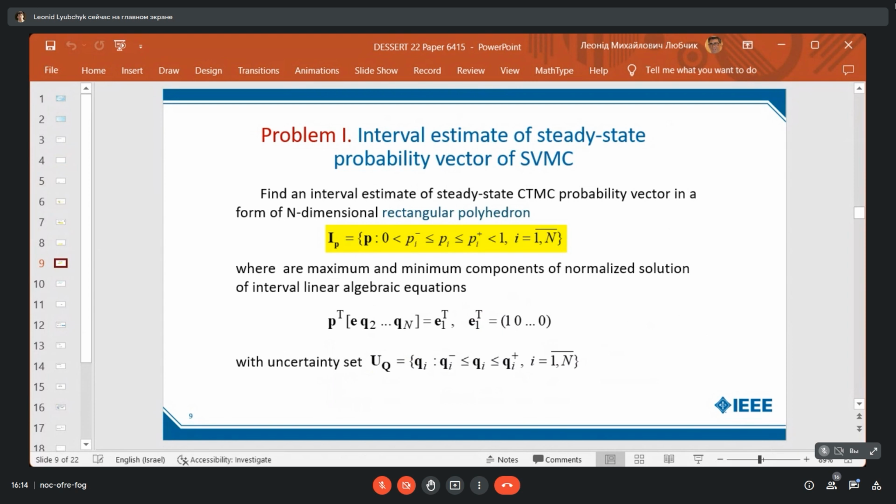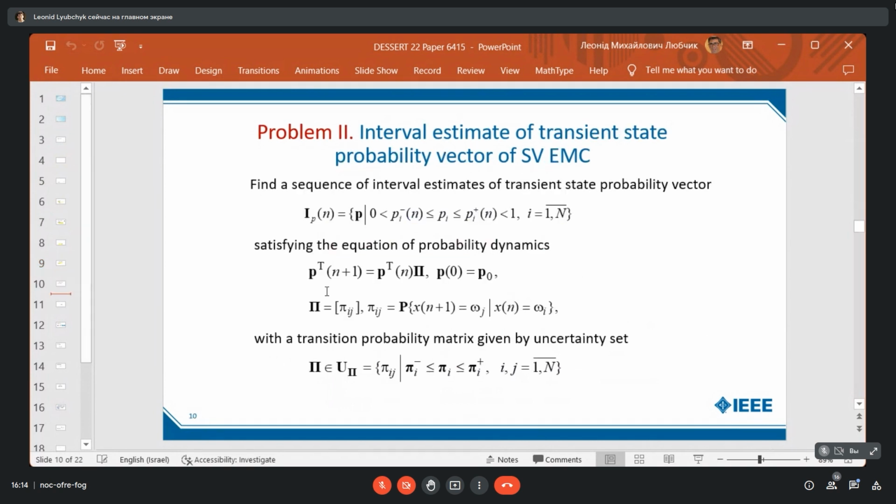So, about the problems. The first problem is the interval estimate of the steady-state probability vector of a set-valued Markov chain. It is necessary to find an interval estimate using the so-called polyhedron descriptions of the uncertain parameters, and we will find these characteristics of uncertainty as the maximum and minimum components of the normalized solution of linear algebraic equations. And another problem is the interval estimate of the transient state probability vector. This problem is connected with obtaining the recurrent equations, which give us the possibility to calculate step by step the lower and upper bounds of the probability vectors using the well-known dynamic equation of the Markov chain.